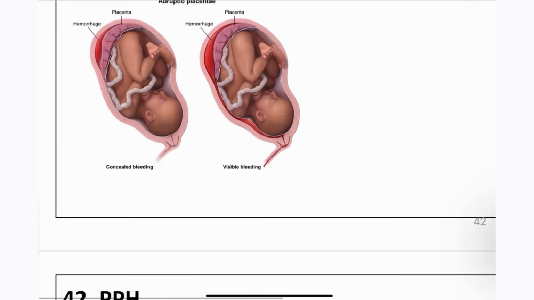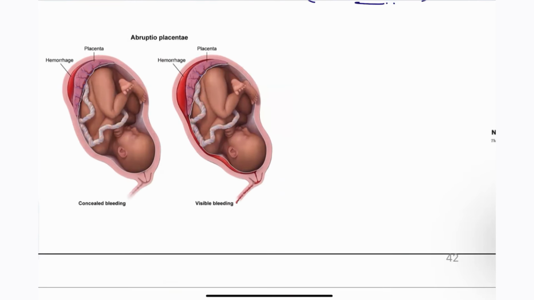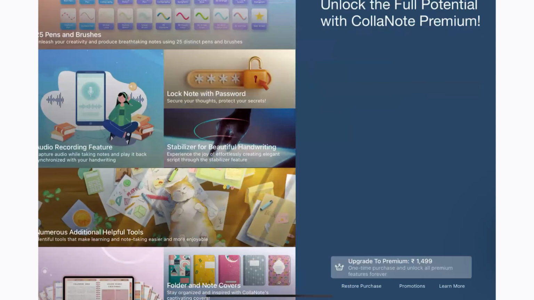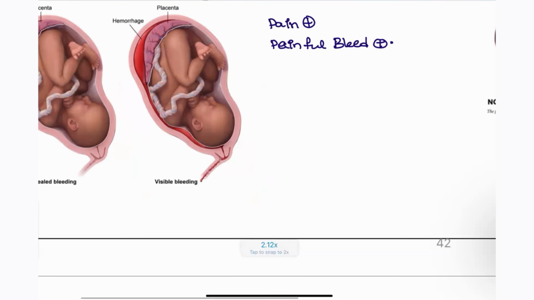Next, here you can see this is the abruptio placenta, and in abruptio placenta we see there will be severe pain and also painful bleeding. Abdominal pain will be seen and painful bleeding will be seen in this patient. Abruptio placenta is a high risk for DIC, disseminated intravascular coagulation. Further, to prevent that complication, what we can do for this patient is again check the vitals.